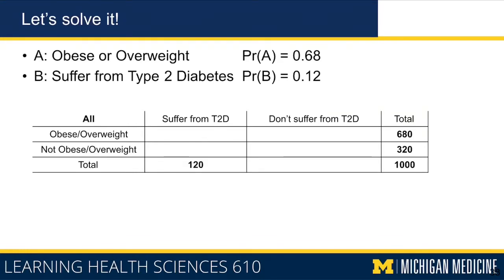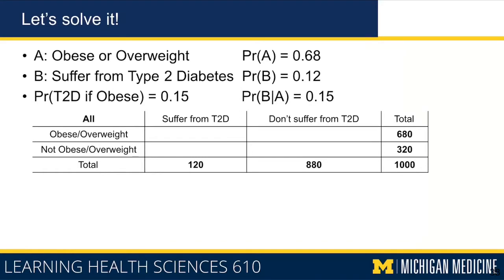Okay, the second bit is about 12% of population suffering from type 2 diabetes. So of 1,000, 12% will make it 120. And that means 880 don't suffer from type 2 diabetes. Great. Then you have this third bit of information. And that is saying that if someone is obese or overweight, then the chance that they are type 2 diabetic is 0.15. So that is written in probability as probability of B, this event of somebody suffering from type 2 diabetes, given A, that means that somebody is obese or overweight. So given you are obese or overweight, what are the chances that you are suffering from type 2 diabetes?